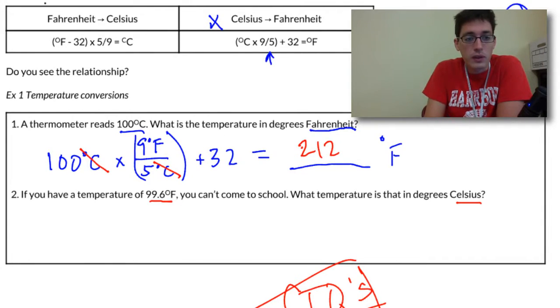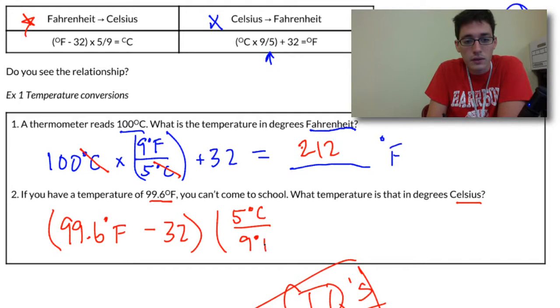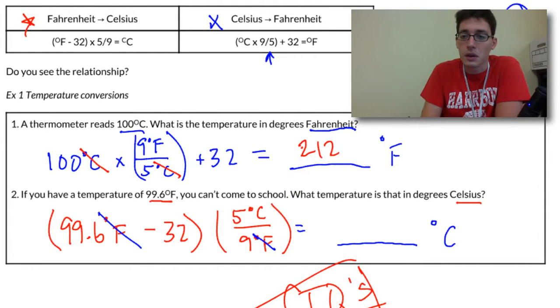This time we're starting with temperature in Fahrenheit, so we're going to be using this conversion factor. We've got 99.6 degrees Fahrenheit, and we need to subtract 32 from this. Then we multiply that by a conversion factor of 5 degrees Celsius over 9 degrees Fahrenheit. Again, Fahrenheit in the numerator, Fahrenheit in the denominator, so your scales cancel, and our answer is going to be in degrees Celsius. So let's grab that calculator.